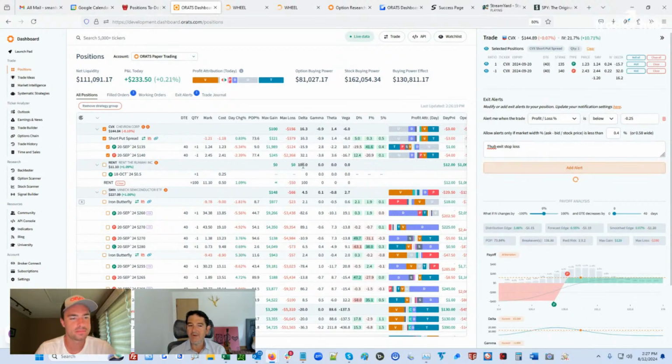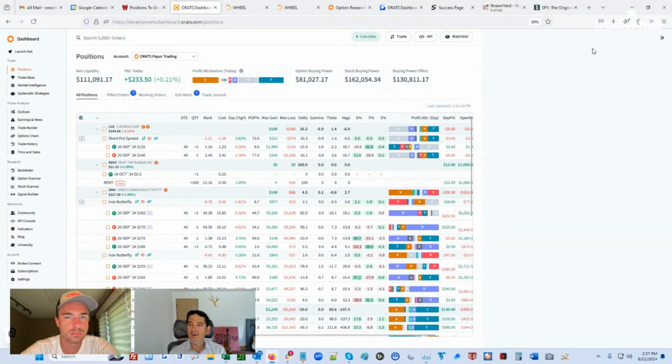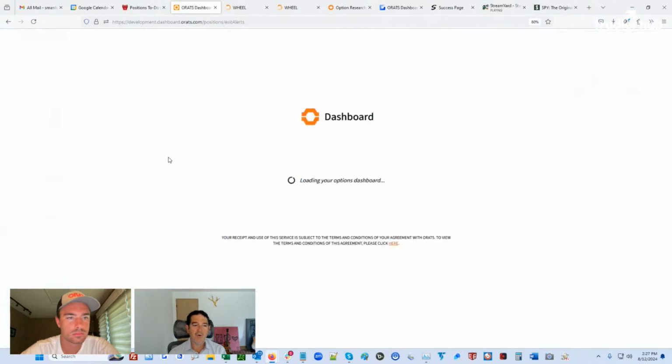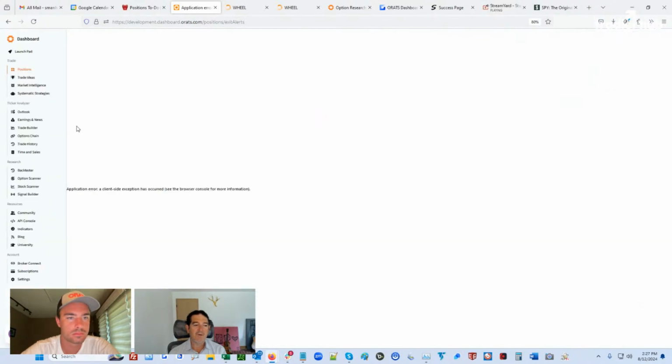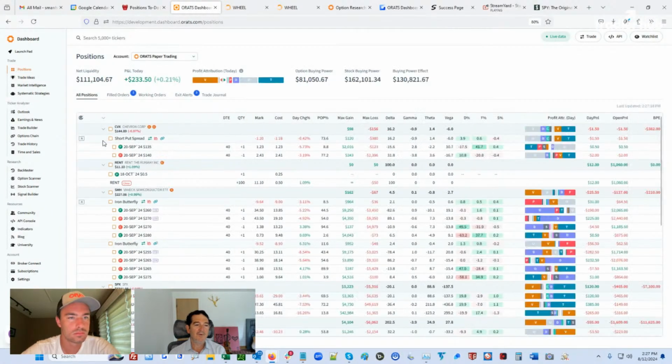Now when I press submit changes, you should see the alert there, and then the alerts will show up in our exit alerts. And then we'll see that it's 25%, and we put a note that it's for the Trader Hub.